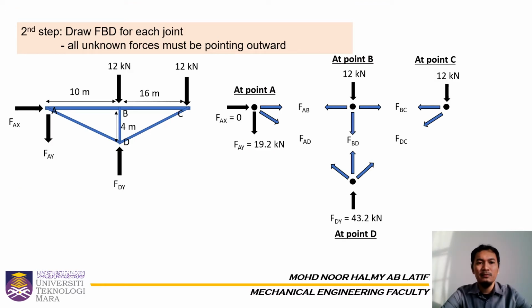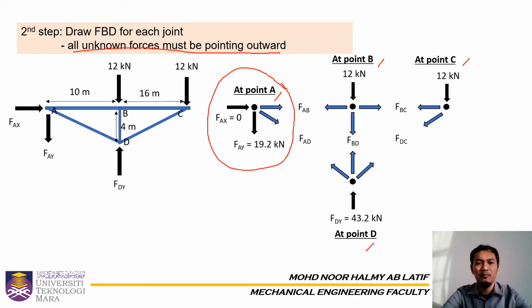The second step is to draw the free body diagram for each joint. In this example, we have 4 points, which are point A, point B, point C, and point D. At each point, we're going to draw all the forces acting on it, with an assumption that all unknown forces must be pointing upward.